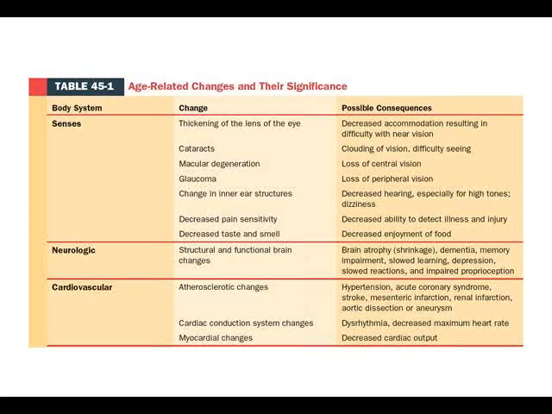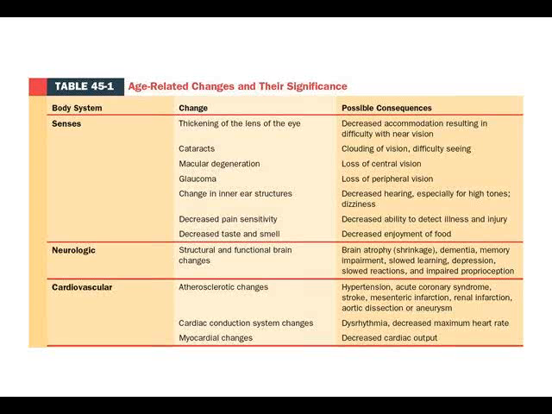So just a few of the age-related changes and their significance. You can see this chart on page 1000 in your textbook. So the age-related changes such as the senses. We have thickening of the lenses of the eye. It's going to cause changes in vision. You may have cataracts. With cataracts, you get this clouding of the vision where you get an opaque or semi-opaque plaque that forms directly in your line of sight.